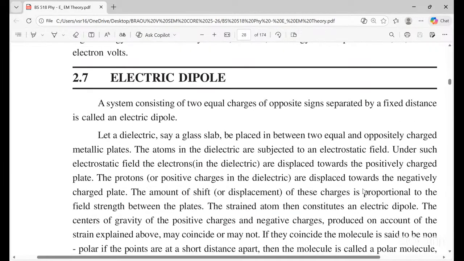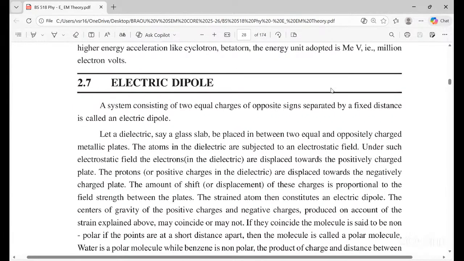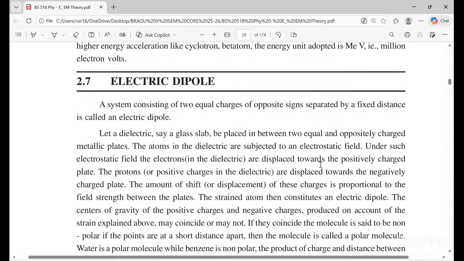Next is the electric dipole. What do you mean by dipole? Dipole means two equal and opposite charges which are separated by a small distance r. One has a positive charge and the other a negative charge. Then this setup you can call an electric dipole.